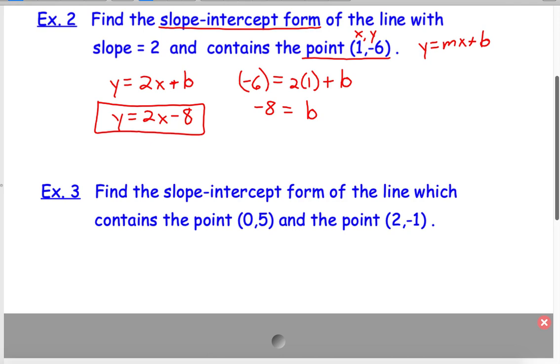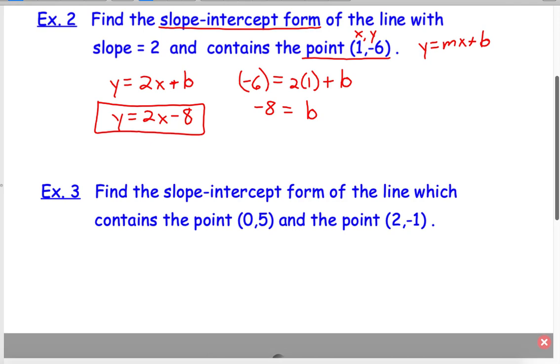What other types of problems could they give us? Find the slope-intercept form of the line, y equal mx plus b. That's what my answer should look like. This time I don't know the slope, but I do know the y-intercept. 0, 5. Picture plotting that. 0, 5. That's 0 left or right, 5 up. That gives me my y-intercept. So I know the y-intercept is 5. So let me at least fill that in. So y equal mx plus 5.